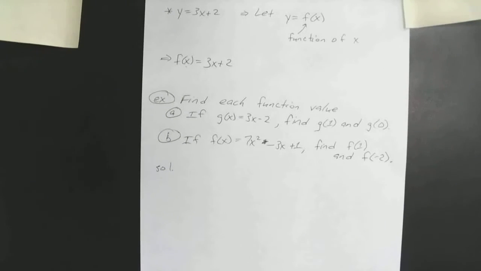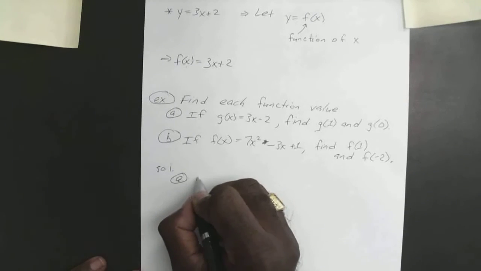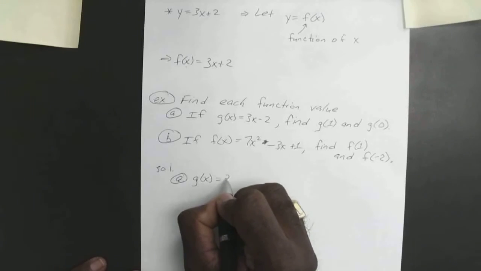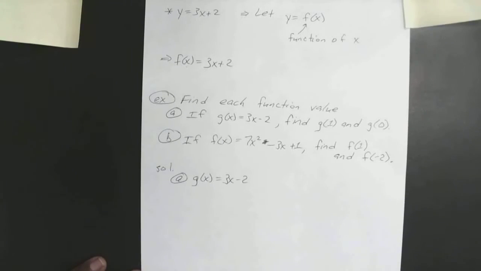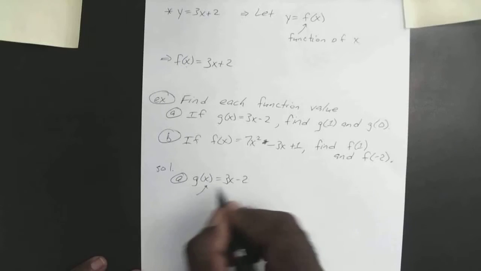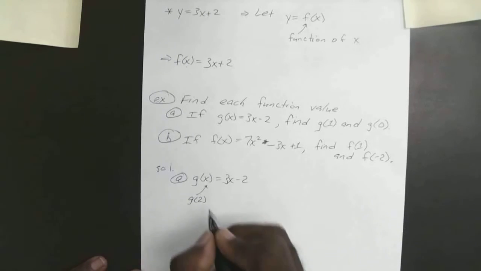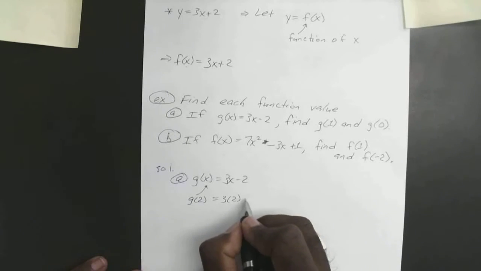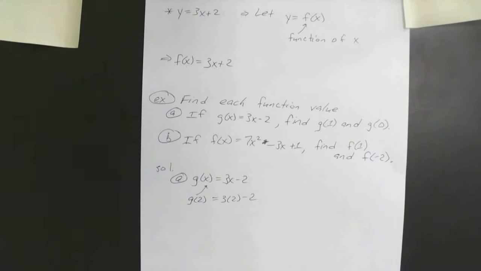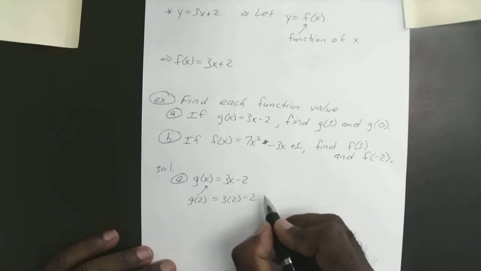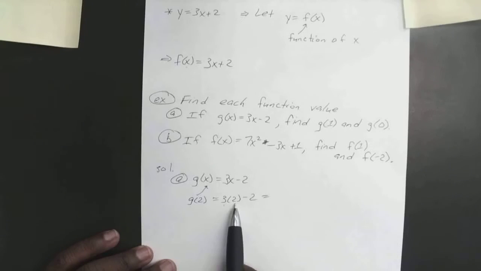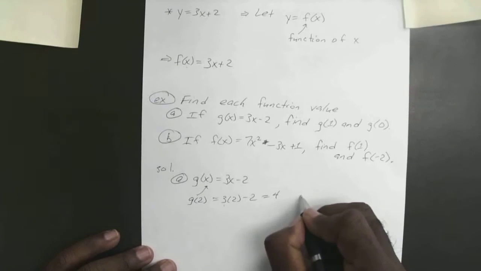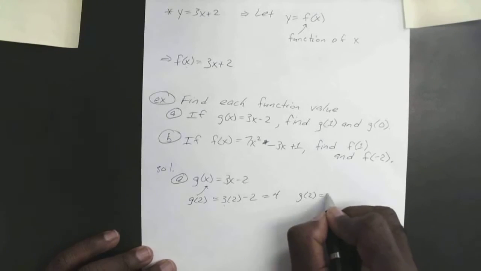Okay. So really all that means is you're going to replace, for a, g of x equals 3x minus 2. G of 2 just means you're going to replace x with 2. That's it. So 3 times 2 is 6, minus 2 is 4. So you know that g of 2 is equal to 4.